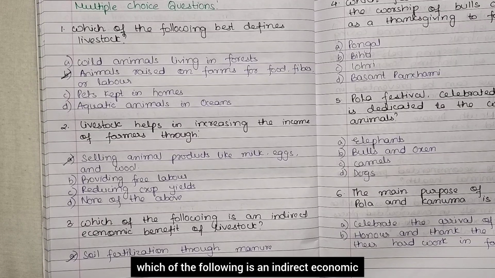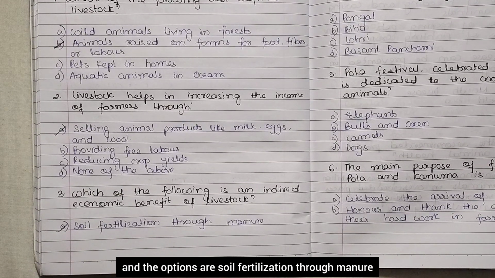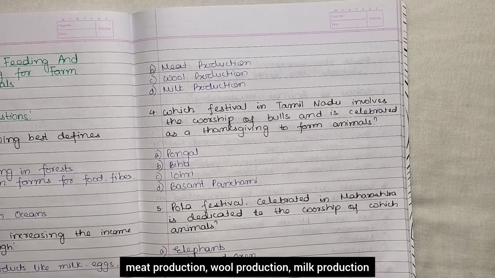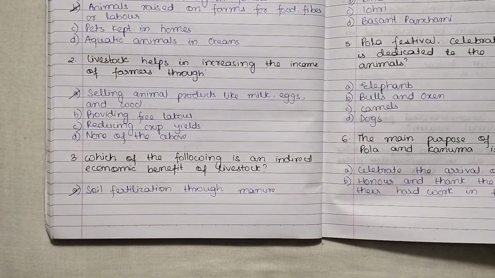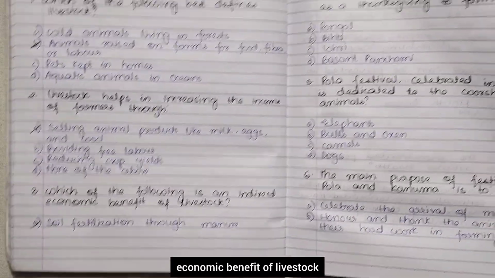Which of the following is an indirect economic benefit of livestock? And the options are soil fertilization through manure, meat production, wool production, milk production. So soil fertilization through manure is an indirect economic benefit of livestock.